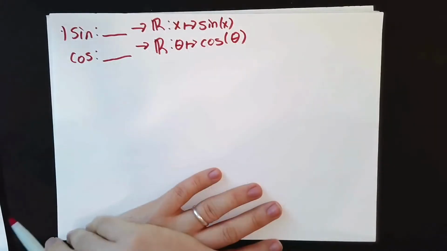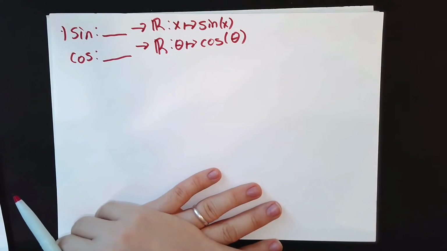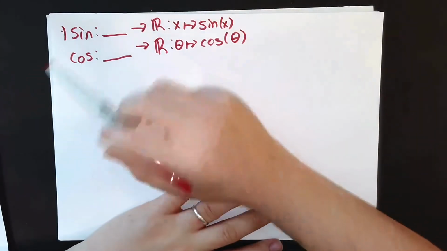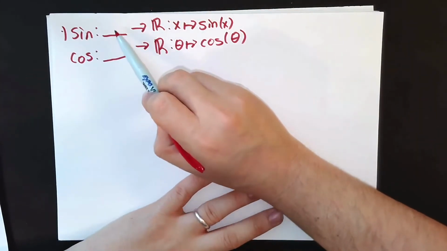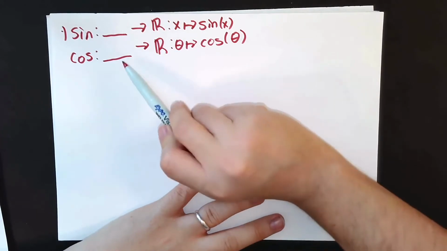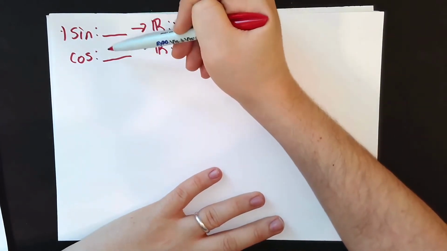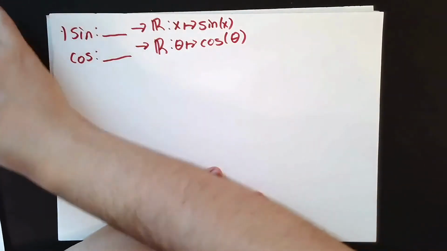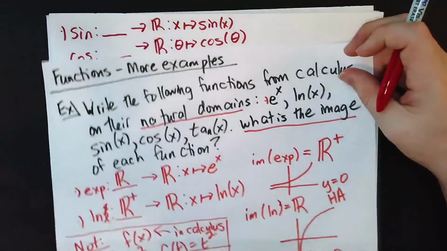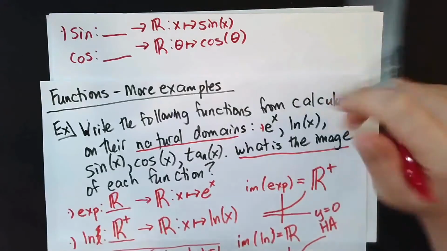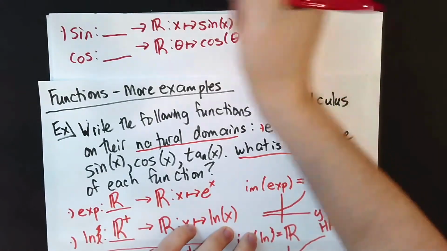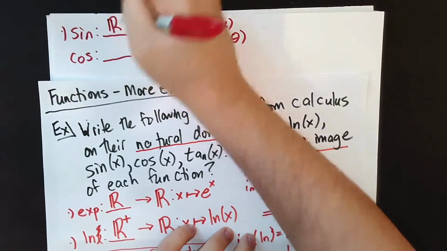Okay, so what about sine and cosine? What are their natural domains? Well, again, I can take sine of any number, and I can take cosine of any number. So in fact, both of these, like the exponential function we talked about previously, both sine and cosine have as their natural domain all real numbers.